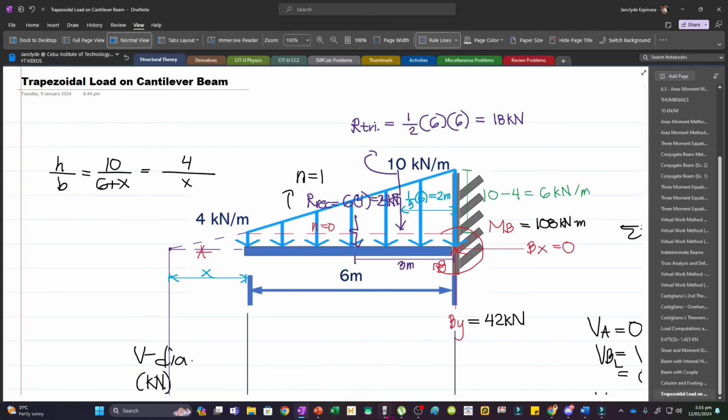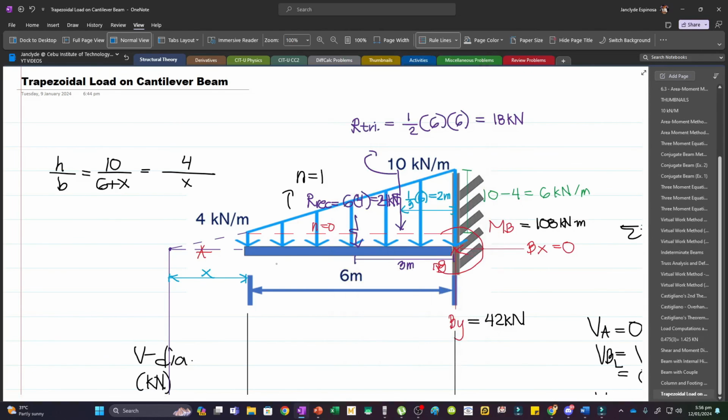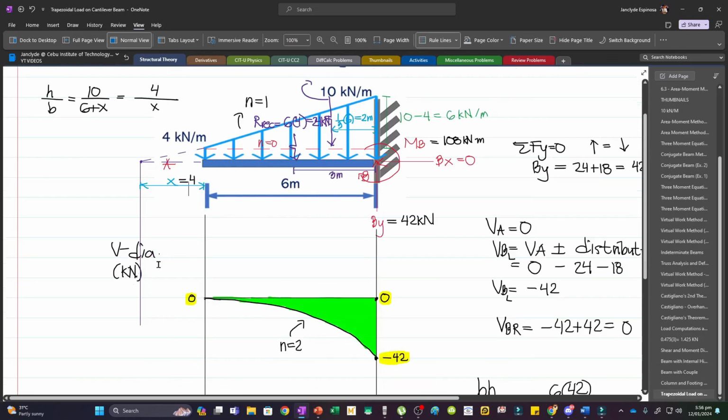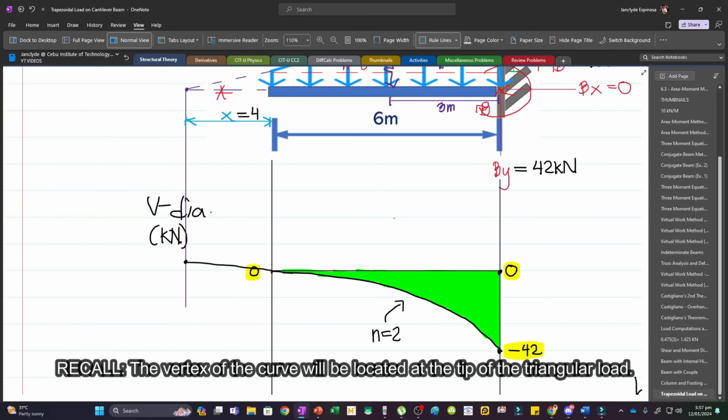And so using our calculators, we can solve x. And so this is 10 over 6 plus x equals 4 over x. And so let's solve for x. And so that will give us 4. So this is actually 4. And so now, since our vertex is actually somewhere here, considering the triangular load, we will extend this line. And so let's say, ito na yan. This is the extended line. And then diba, this will be our vertex.